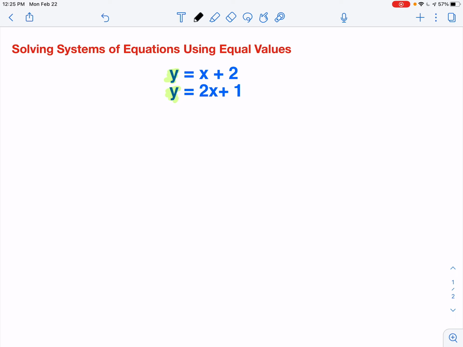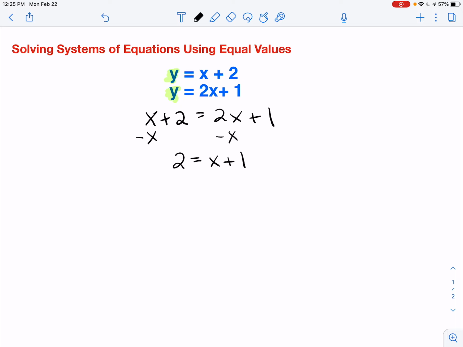So what I'm going to do is take each of these and set them equal to each other. So I have x plus 2 equals 2x plus 1. Once I've done that, I've set up an equation that only has one variable and I can solve. I'm going to start by putting my x's on the same side, so I'm going to do minus x from both sides. So 2 equals 2x minus x is x, plus 1.